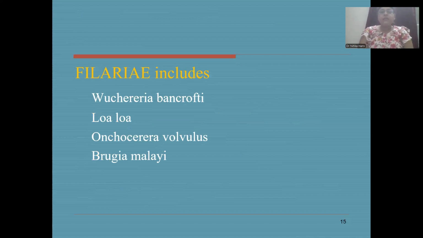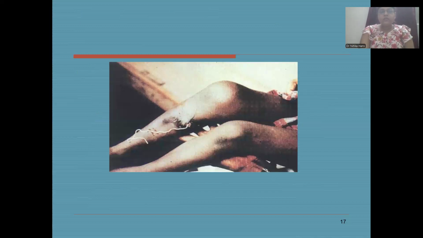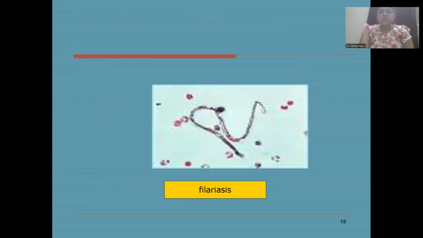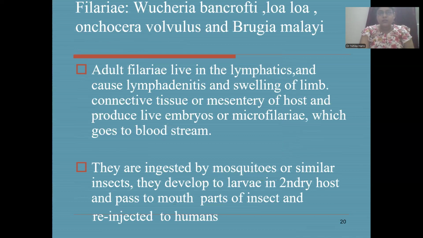Now, filaria includes Wuchereria bancrofti, Onchocerca volvulus and Brugia malayi. So this is the infection which is caused by the filaria. This is how the infection occurs. There is ulceration of the leg or the foot. This is filariasis. This is elephantiasis caused by Wuchereria or Brugia malayi. It infects the lymphatic vessels, producing elephantiasis.